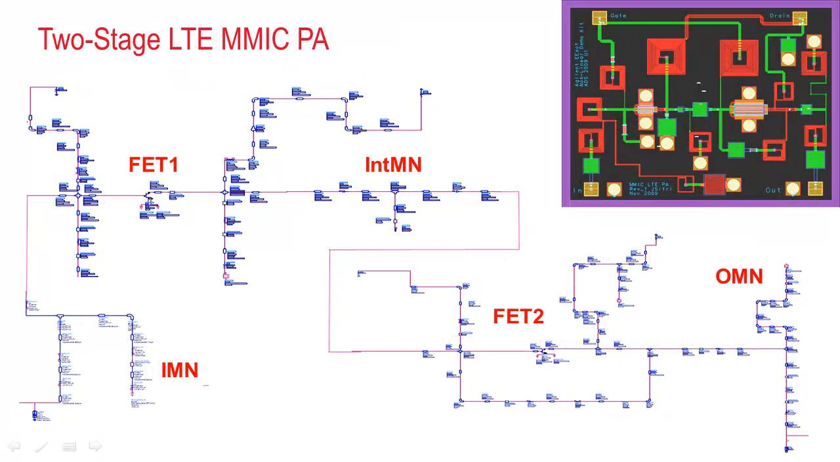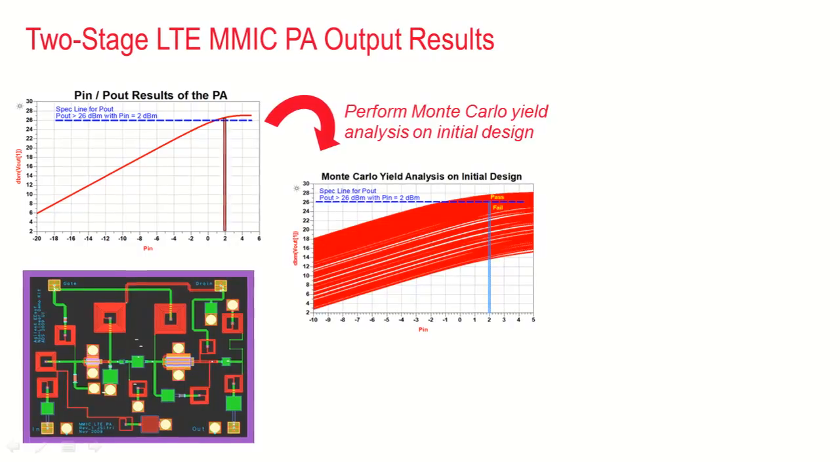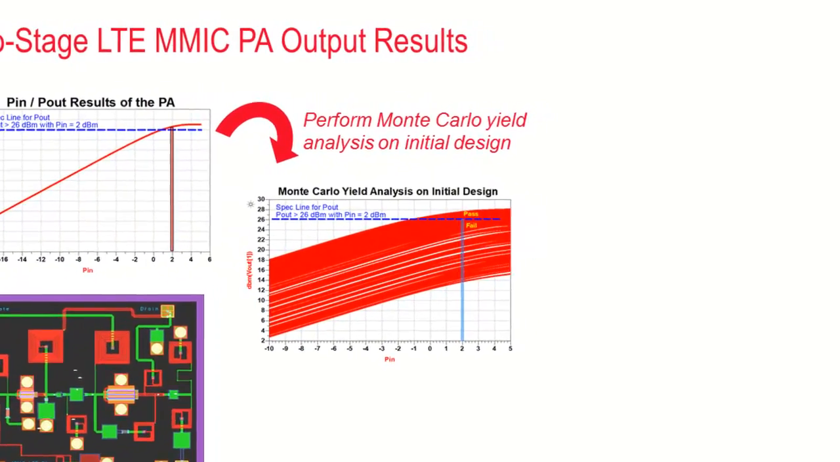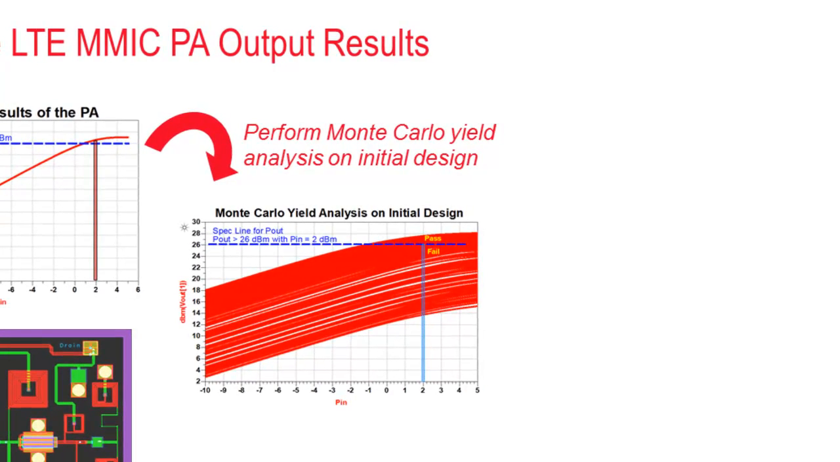For example, look at this two-stage LTE MMIC power amplifier with its 5 subnetworks. The design works very well with its nominal component values. But when I ran yield analysis with plus or minus 5% on all the components, notice the huge variation in the output power with many failures and low yield.